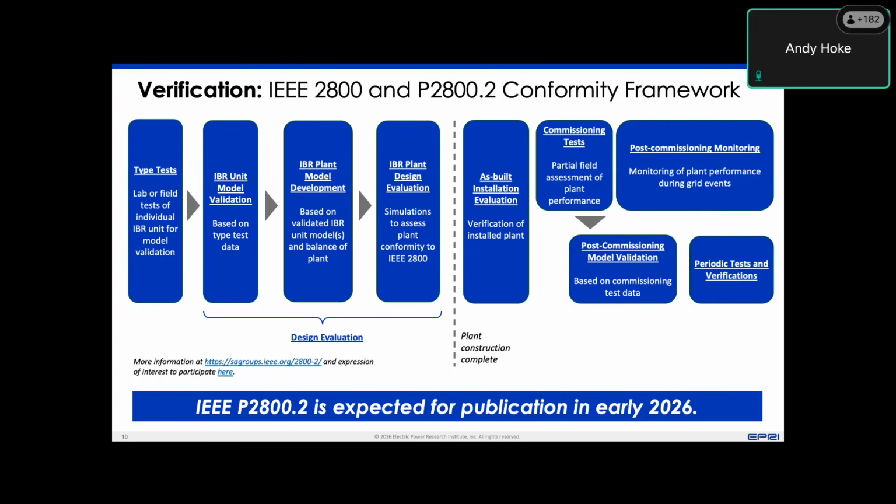Once you do that, you can build the plant. You can make sure what is built in the plant is what was designed. And then you can run some basic commissioning tests, the kind of things that you're actually able to do in the field without introducing major events on the grid. And you can then validate your model further against those commissioning test data. And then as the plant's operating in the field, you can monitor the plant and make sure that it continues to match the model performance and the requirements of the standard. So that's what's in 2800.2 in a nutshell.